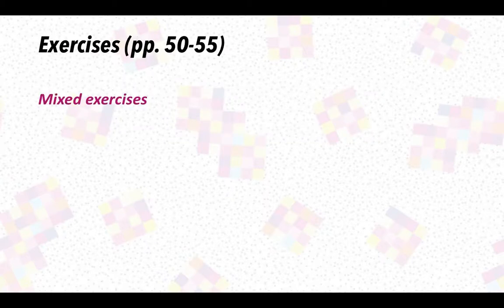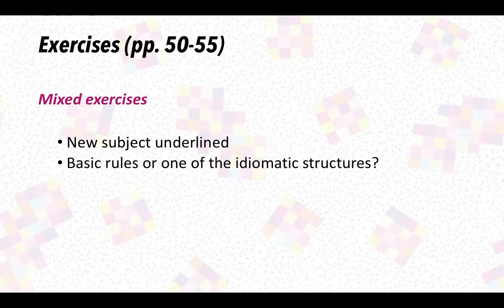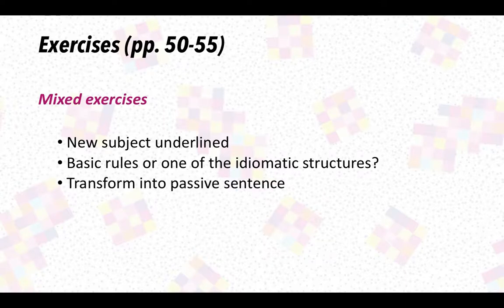Now, in the rest of your syllabus, you will find some mixed exercises on both the basic rules and also these two idiomatic structures. In these sentences, I've already underlined the new subject, and you need to figure out if you are dealing with a basic sentence that just follows the basic rules, or if you can create an idiomatic structure with it. Finally, just follow all the steps for the different types and transform your sentence into a good passive alternative.